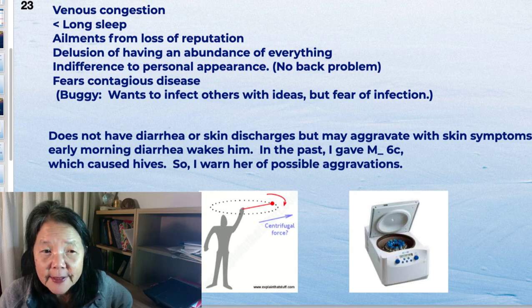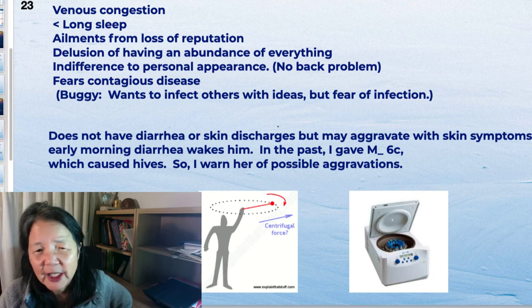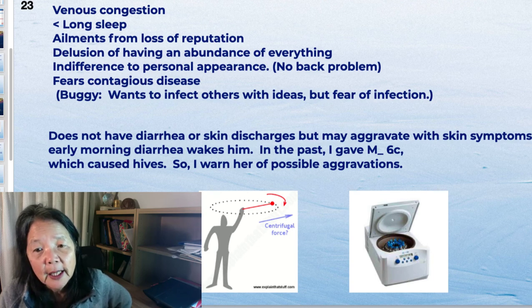They usually have this diarrhea early in the morning. She didn't have that. And they have a lot of skin discharges. And the only one I heard about was the hives after sulfur. So in the past, I'd given her sulfur 6C. And I warned her of the possibilities of aggravation.